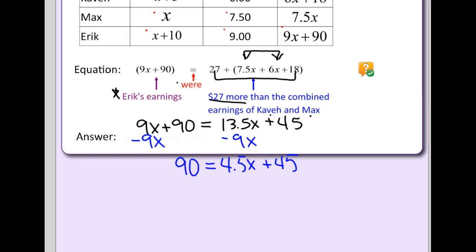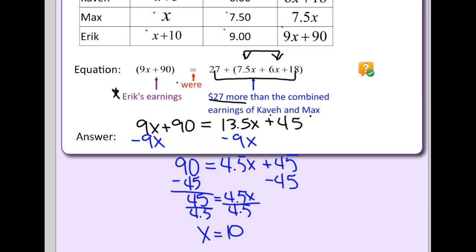Our floater this time is 45, so let's subtract 45 from both sides. And when I do that, well, 90 minus 45 is 45 equals 4.5x. We've got to divide both sides by 4.5 to get x alone, so we're going to get x equals $10.